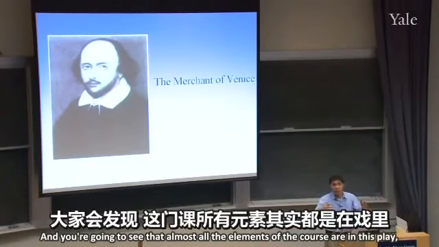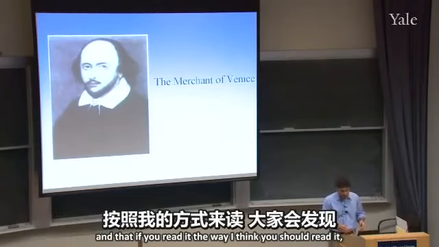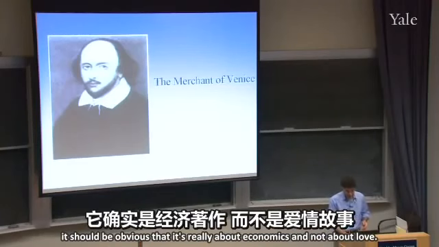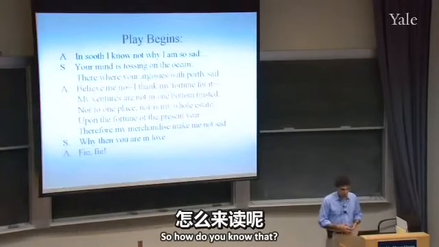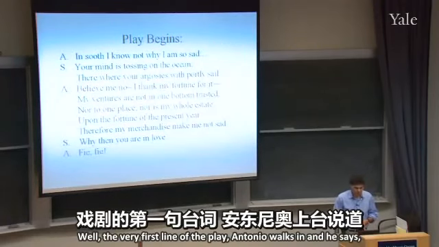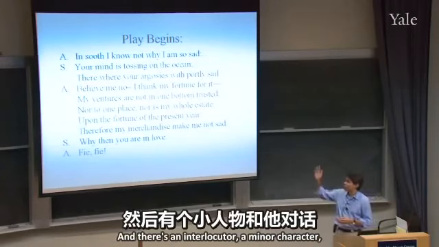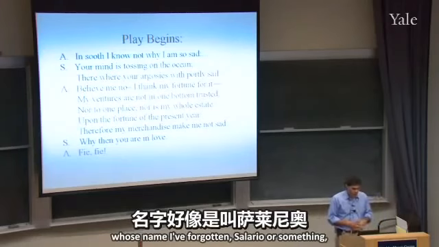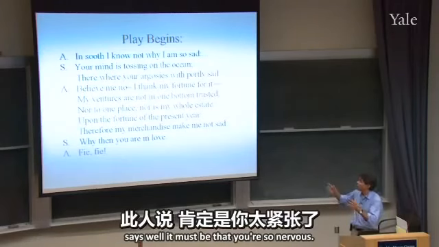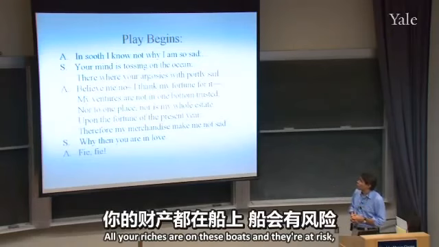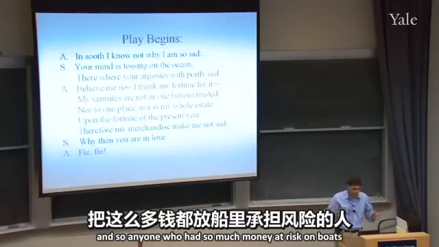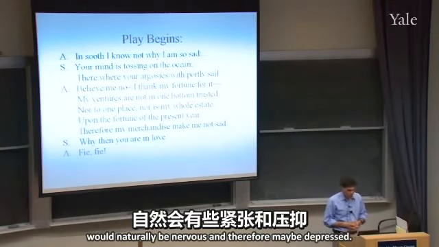And you're going to see that almost all the elements of the course are in this play, and that if you read it the way I think you should read it, it should be obvious that it's really about economics and not about love. So how do you know that? Well, the very first line of the play, Antonio walks in and he says, "In sooth, I know not why I'm so sad." And there's an interlocutor, a minor character, whose name I've forgotten, Solario or something, says, "Well, it must be that you're so nervous, you've got all your riches on these boats, and they're at risk. And so anyone who had so much money at risk on boats would naturally be nervous and therefore maybe depressed."